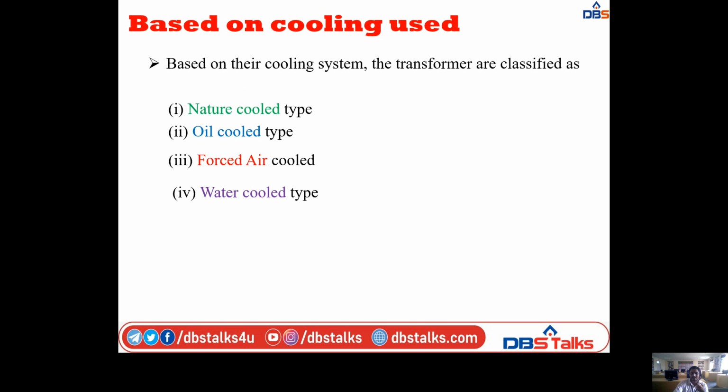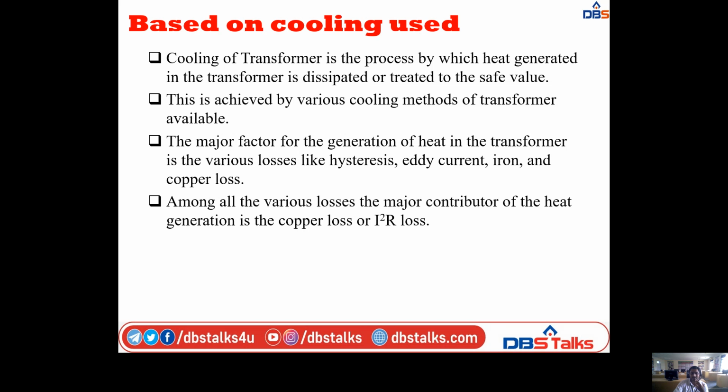Next, coming to the last classification, which is based on cooling used. Based on their cooling system, transformers are classified as natural cooled type, oil cooled type, forced air cooled type, and water cooled type. Coming to the cooling of a transformer, it is the process by which heat generated in the transformer is dissipated or reduced to a safe value, and this is achieved by the various cooling methods of transformers available.